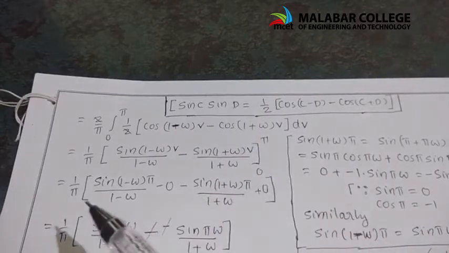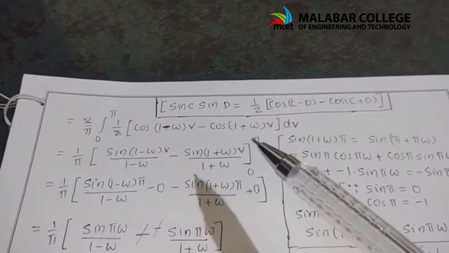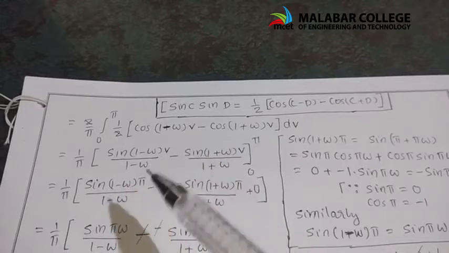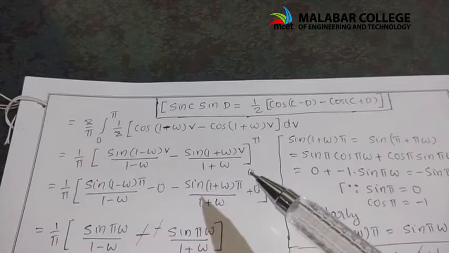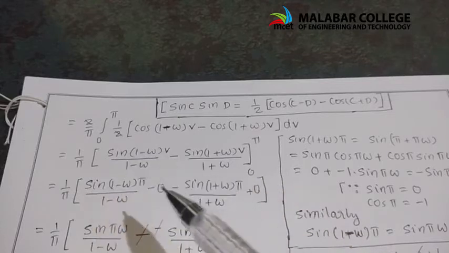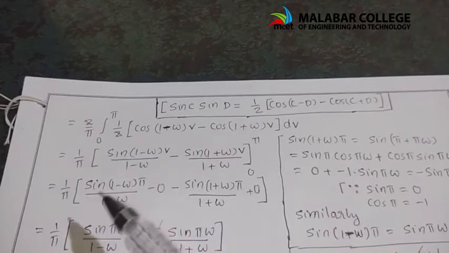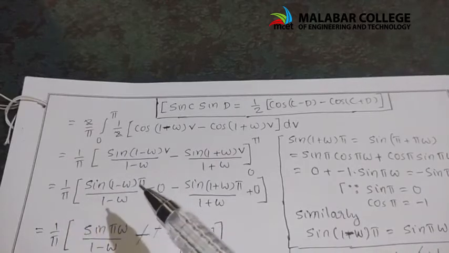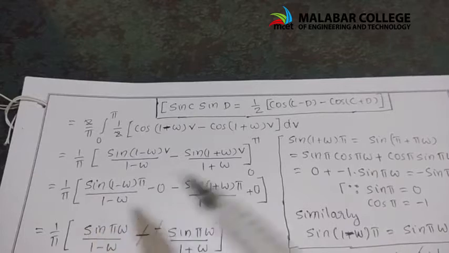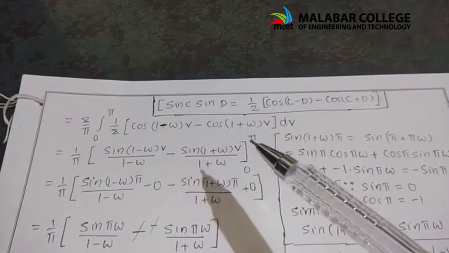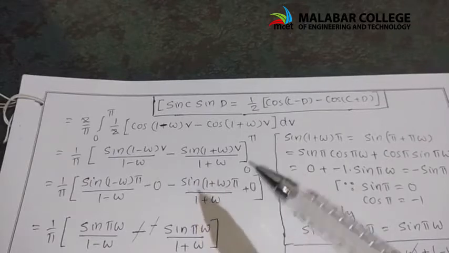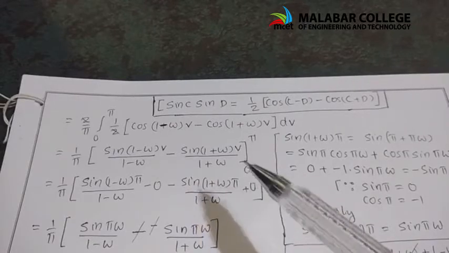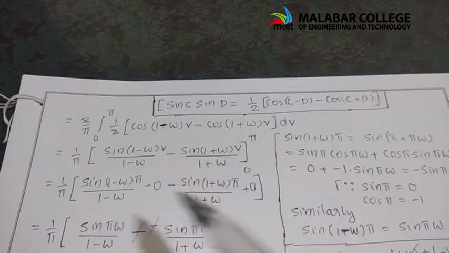Next, we have to apply the upper limit pi. In place of v we write pi, and minus the lower limit 0, where sin 0 is 0, so that total is 0. So we have only the first term, sin of 1 minus omega into pi divided by 1 minus omega. Similarly here, applying the upper limit pi in place of v and the lower limit 0, sin 0 is 0. So we have only two terms here.